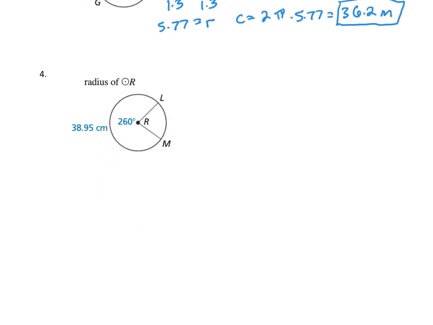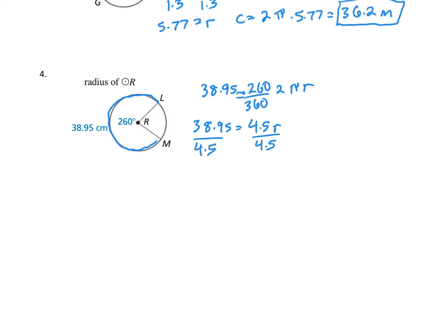Number 4, we want to find the radius. Well, we got this. This is an arc length. So we got 38.95 equals 260 divided by 360 times the whole circumference, which is 2 pi r. So 38.95 equals, multiply all that through, 260 divided by 360 times 2 times pi, gives us about 4.5. So 4.5 r. I'm going to divide both sides by 4.5 now. r is then, what, 8.65 centimeters. The radius of this circle is 8.65.